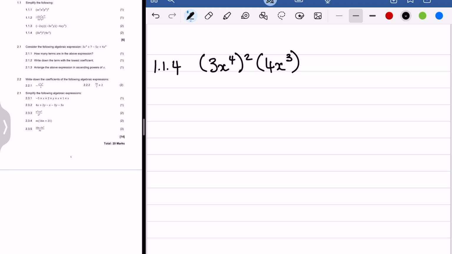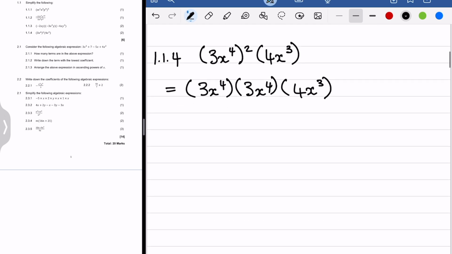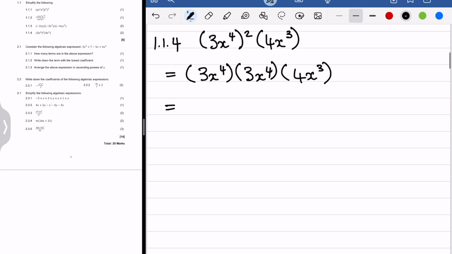3x to the power 4 in brackets raised to the power 2 means that that bracket is repeated in this way. So I can write it out as 3x to the power 4 times 3x to the power 4 and then times 4x to the power of 3. And now it sort of looks like this one over here, and I can go ahead and then apply SNE, signs, numbers, and exponents. Signs, of course, not a problem here because it's all positive, so that's taken care of. My answer will be positive.